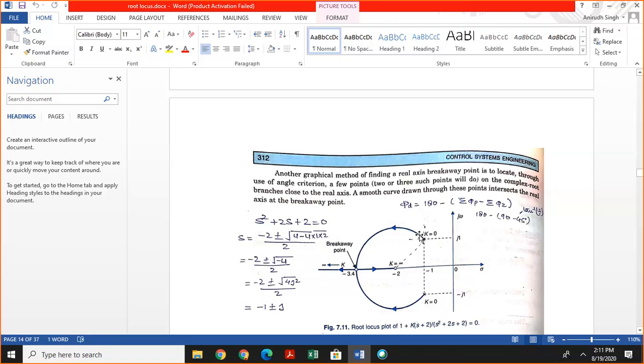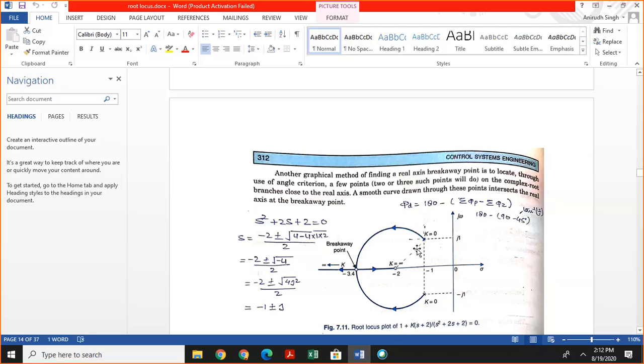So root locus starts from these two poles, and all the root locus ends either at a zero or at infinity with k equal to infinity. So there are two branches. These two branches emerge from the poles. One branch terminates at the zero and the other branch terminates at infinity.